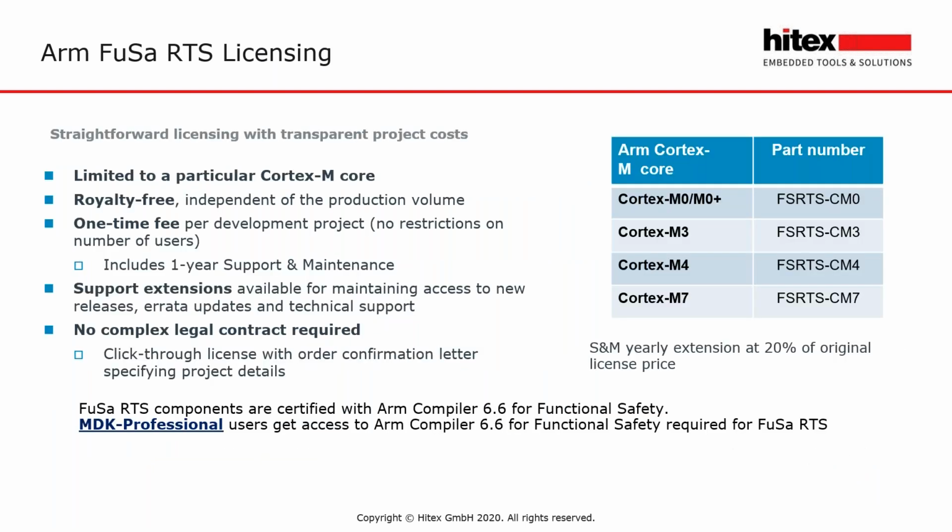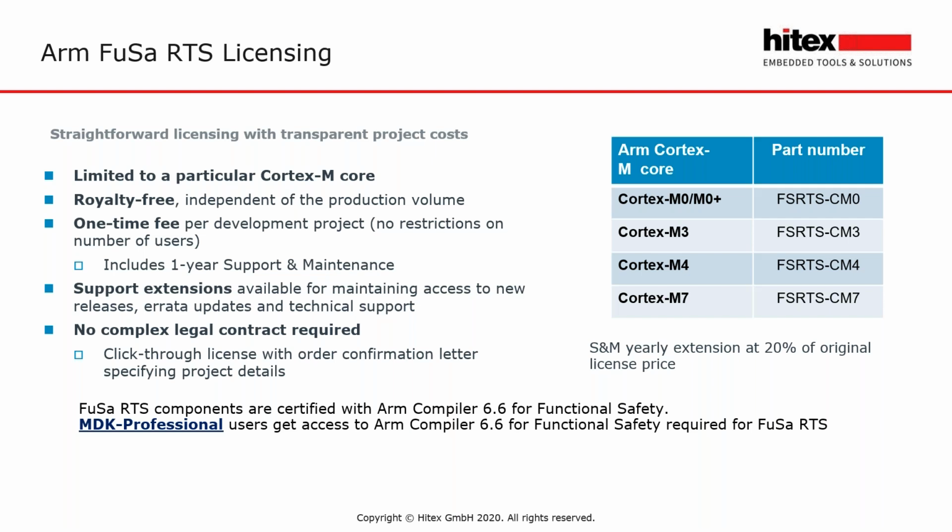The way that the functional runtime library is licensed is similar to the C compiler. It's licensed for a particular core, so you'd license it for M3 or M4, and it's also licensed per project as well. So you can pay the one-time license fee, and then it can be used by as many developers as you want. So it's not licensed per seat. Once you have licensed it, that is all of the costs. So it's effectively royalty free.